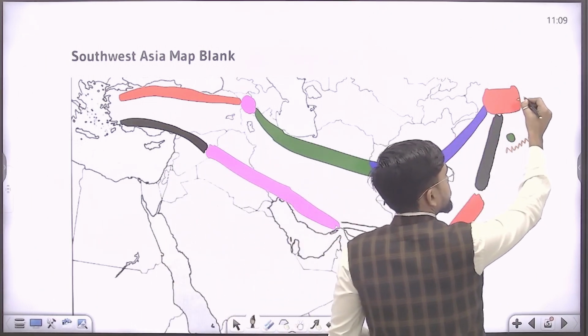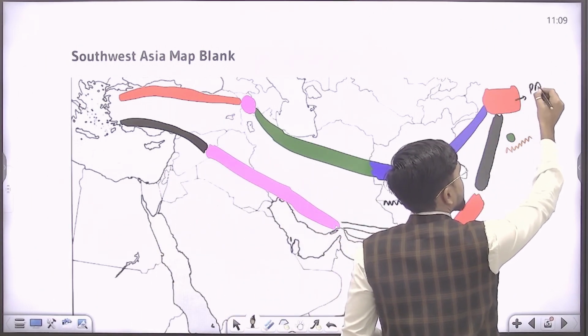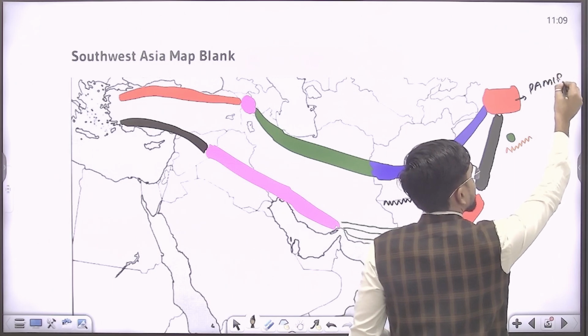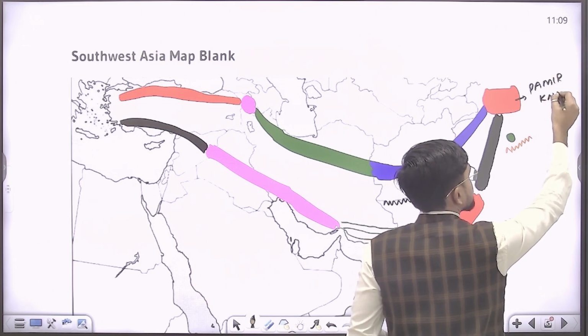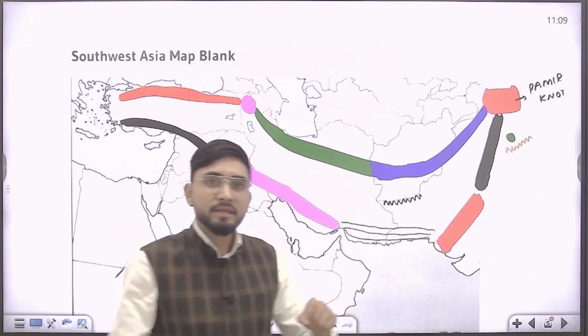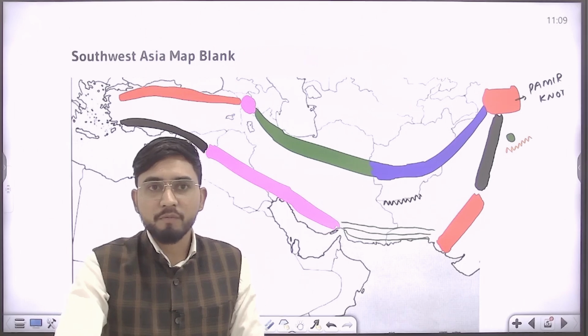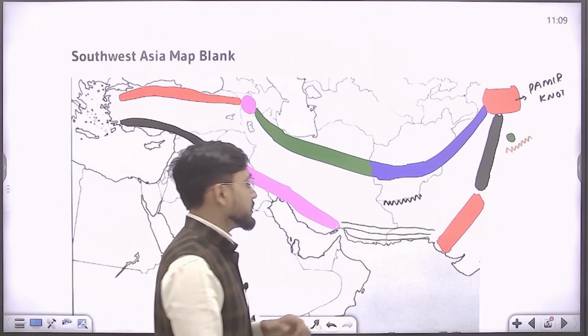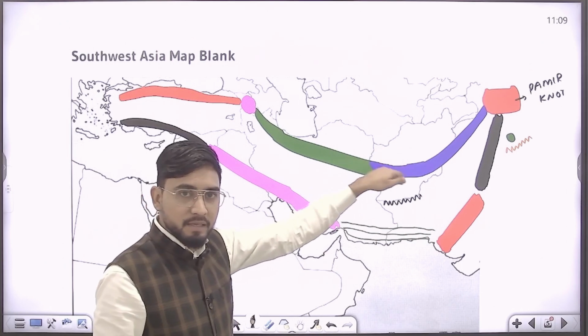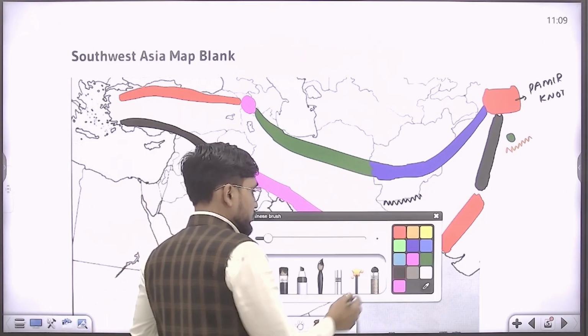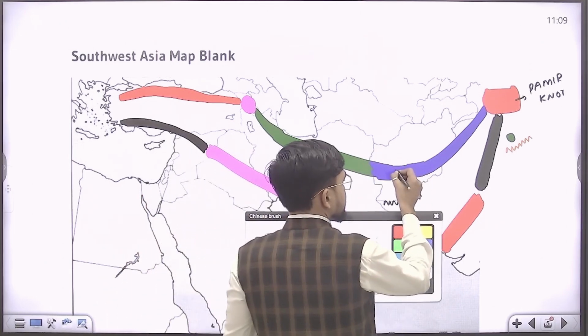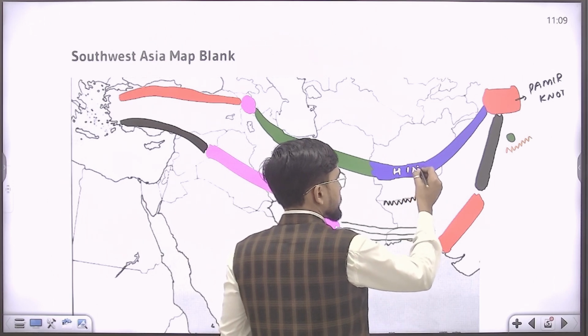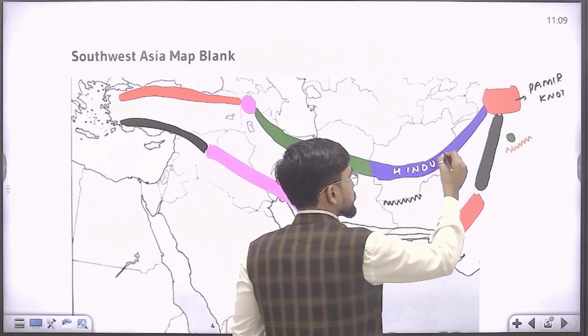This is the Pamir Knot. Let's mention the definition of knot, which I told you in the last video. The first mountain range which starts on the western side is Hindu Kush. This is the mountain range. Its name is Hindu Kush.